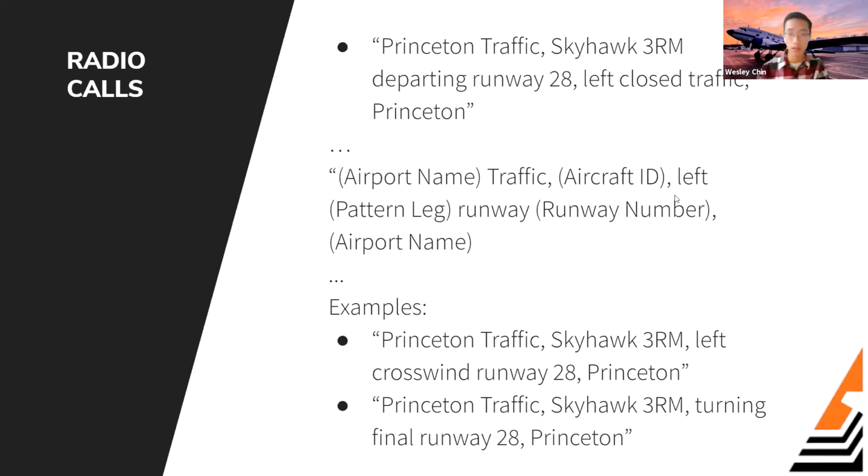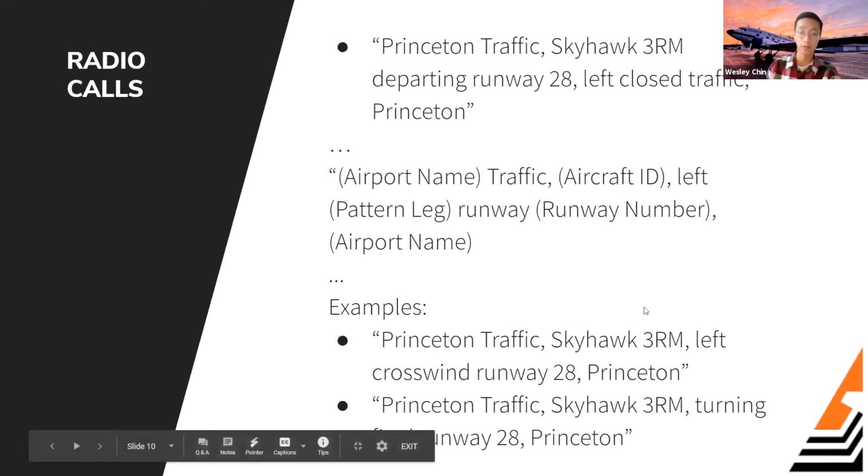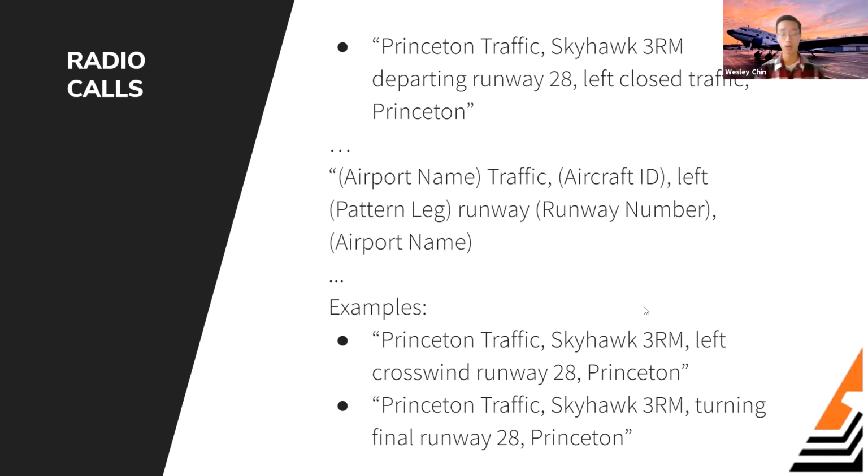Other than that, the rest of the calls follow this formula that you see in the middle here: airport name, traffic, your aircraft ID, left, and then your pattern leg, the runway and runway number, and then the airport name again. If we were doing right patterns, we'd replace that with right. Some example calls: Princeton traffic, Skyhawk 2 Foxtrot Whiskey, left crosswind, runway 28 Princeton. Or Princeton traffic, Skyhawk 5-4 Uniform, left downwind, runway 28 Princeton. The one exclusion to this is when you're turning final. We're not going to just say left or right final. You can just say final or turning final for the runway there.